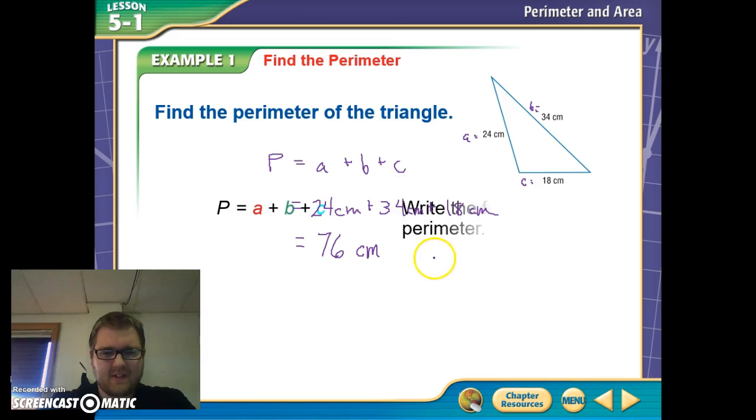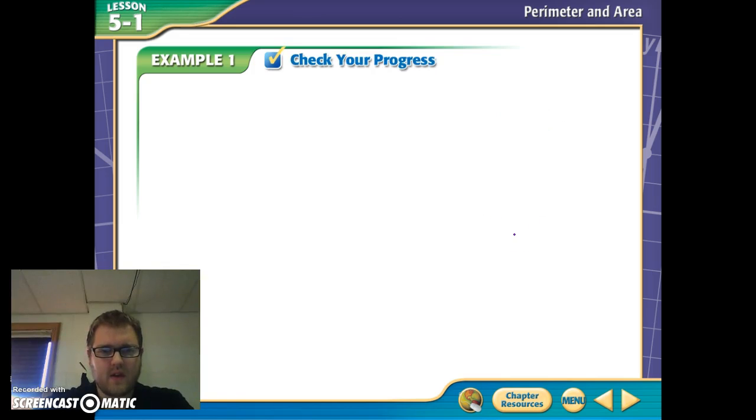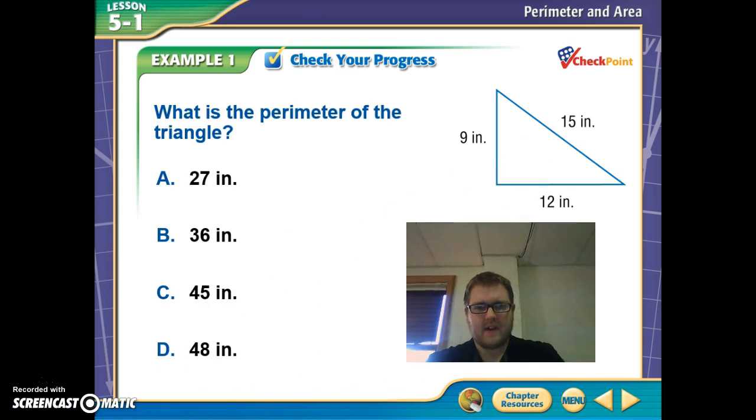Let's check our answer real quick. Yep, 76 centimeters. So go ahead and take a look at this problem. What is the perimeter of the triangle? And just go ahead and jot what you believe the answer is on the back of your note sheet.